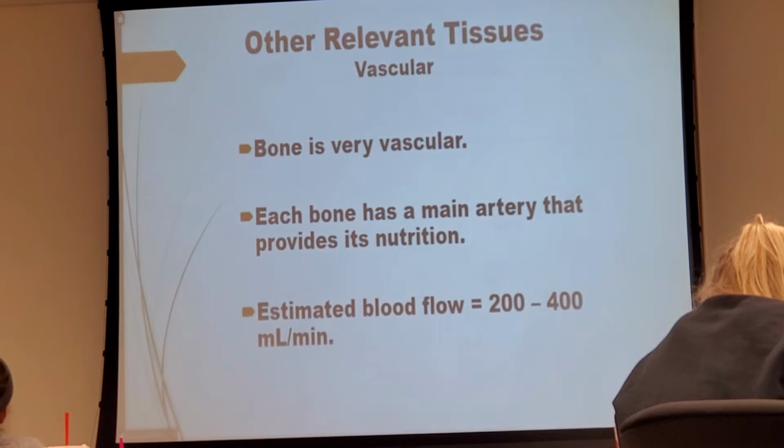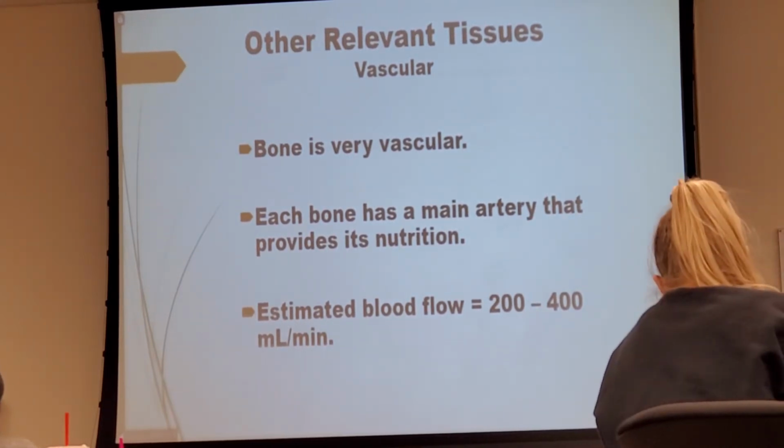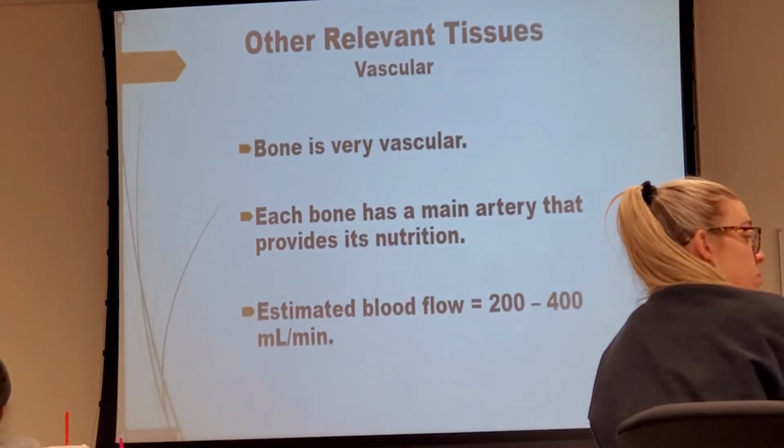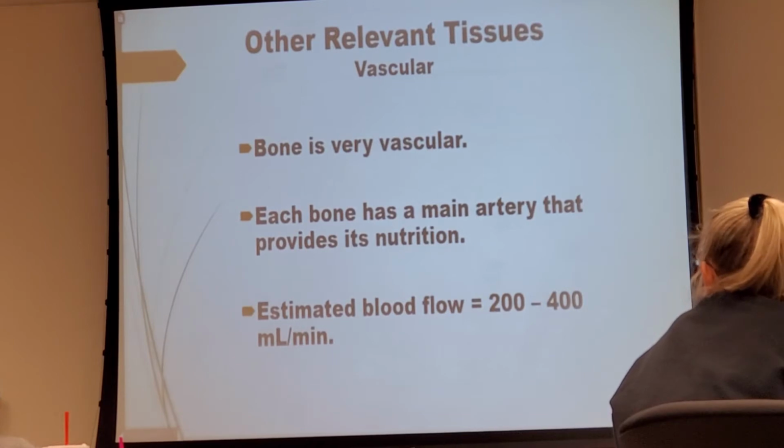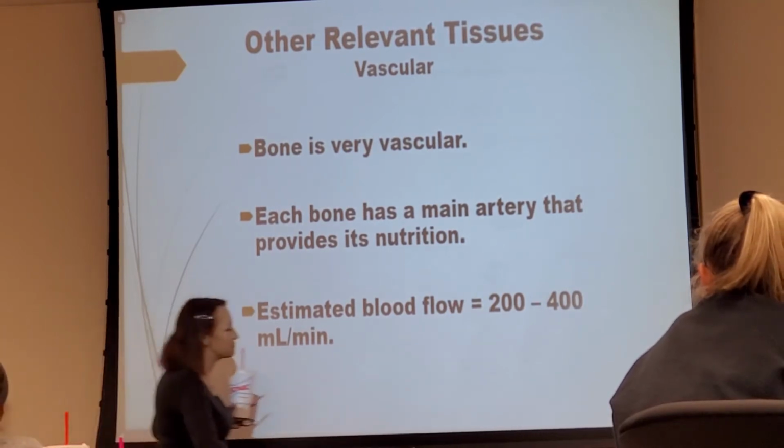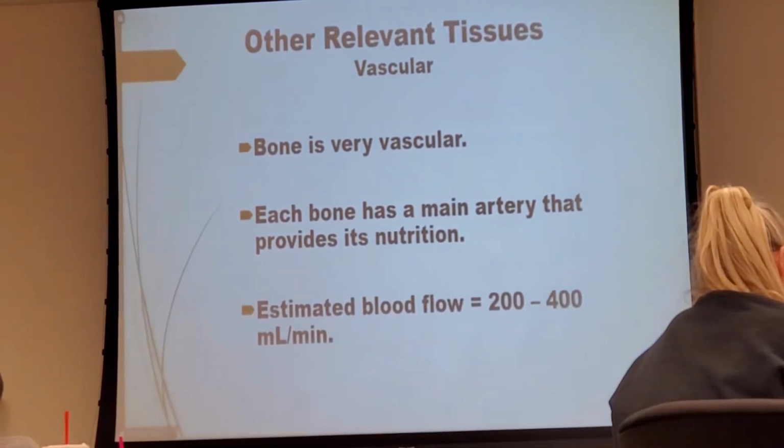A couple of other general facts about bone. Bone is very vascular. We don't necessarily think about it being that way, but it is. It has an estimated blood flow of 200 to 400 milliliters per minute through our bones, and each one has a main artery that provides nutrition for the bone tissue. It has very few nerve endings though.